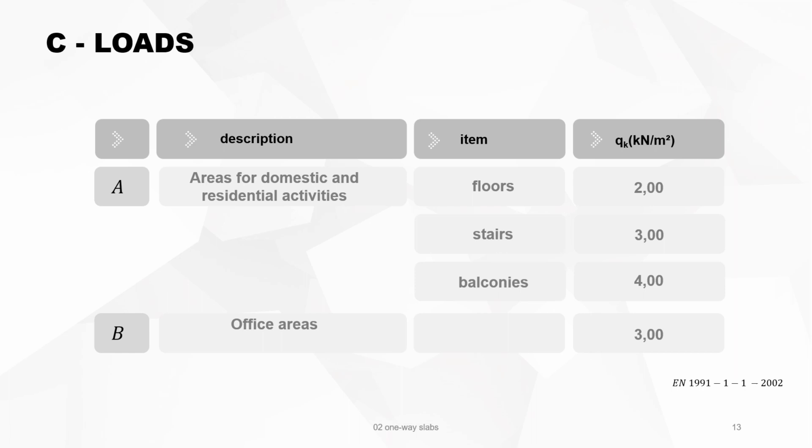For loads on slabs, they are divided in different categories, A, B, C, D, and so on. Category A is for areas for domestic and residential activities. If it's a floor, then it's 2 kilonewton per square meter as mobile load. Stairs, it's 3, and balconies, it's 4 kilonewton per square meter. Category B is for office areas, and then you talk about a mobile load of 3 kilonewton per square meter.